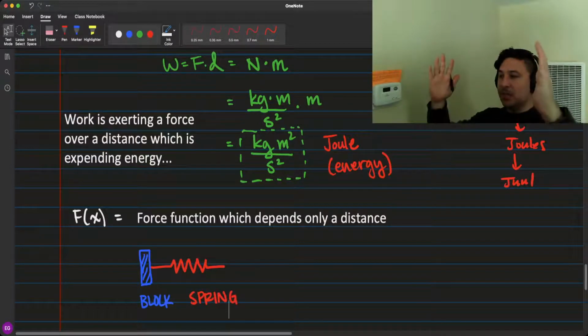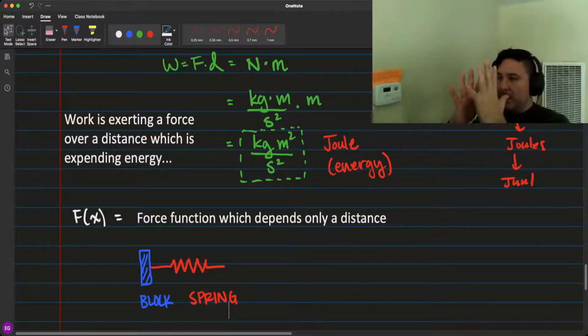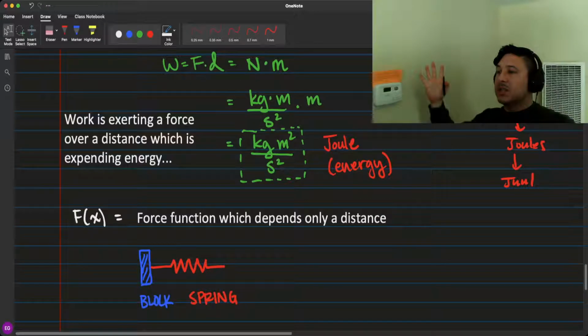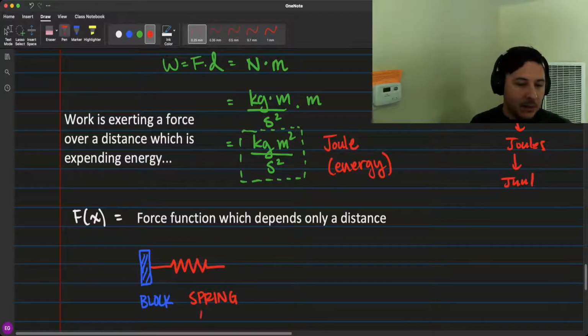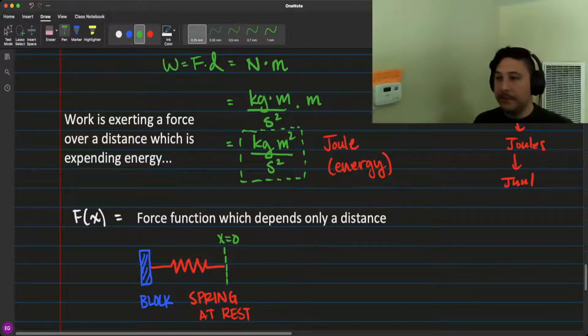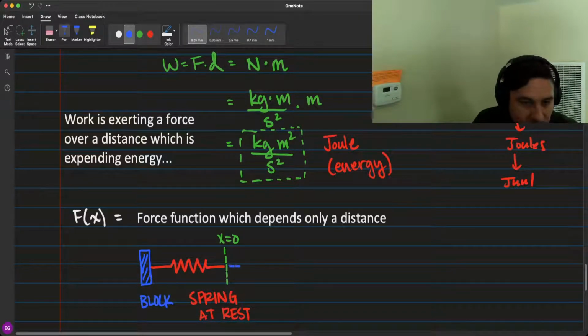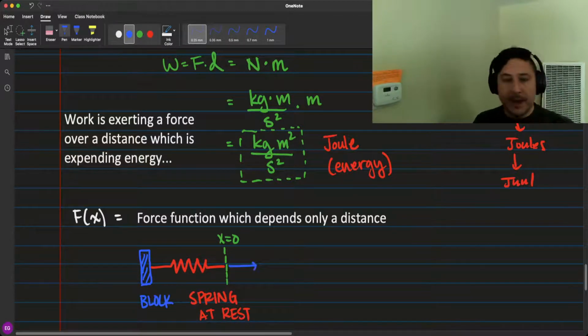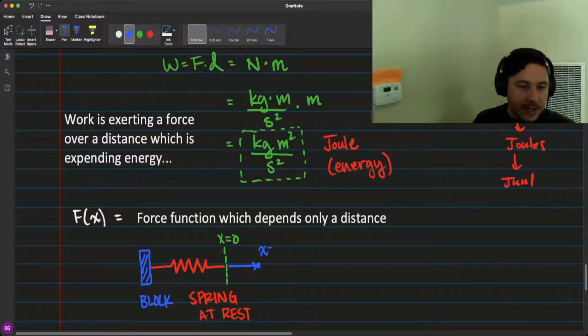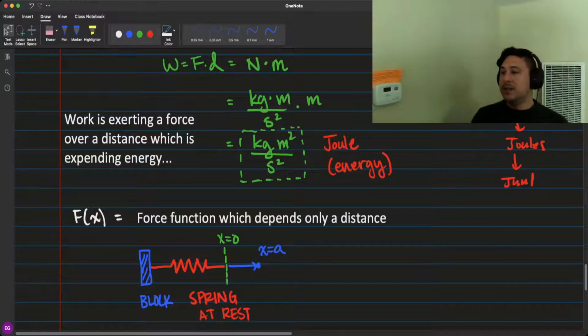Does it make sense that springs resist being compressed and they resist being expanded? So let's say that this is the spring at rest. This point right here is where we're going to measure everything from. This is x equals 0. So what happens if you stretch out the spring to right here, x equals a? What is the spring now doing to us?